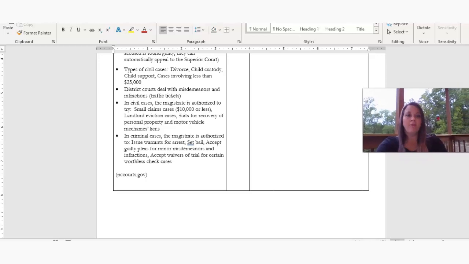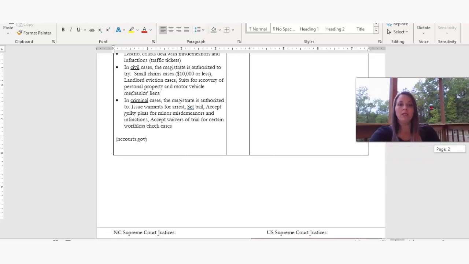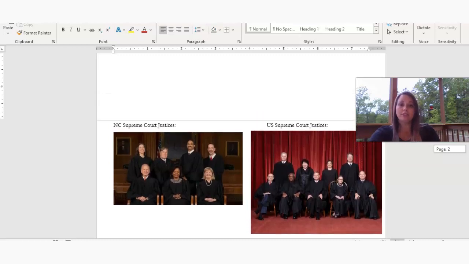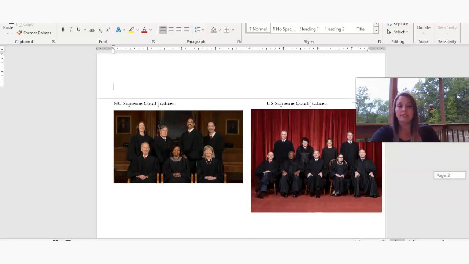And I have just a couple of maps that I wanted to show you really quickly in pictures. So this is the North Carolina Supreme Court Justices versus the U.S. Supreme Court Justices. You'll see the U.S. Supreme Court Justices, there are more. Why do you think that is? Hopefully you'll be able to answer because of the types of cases that the U.S. Supreme Court is going to hear. They're going to focus on U.S. constitutional cases. The North Carolina Supreme Court is going to mainly focus on the North Carolina Constitution cases.